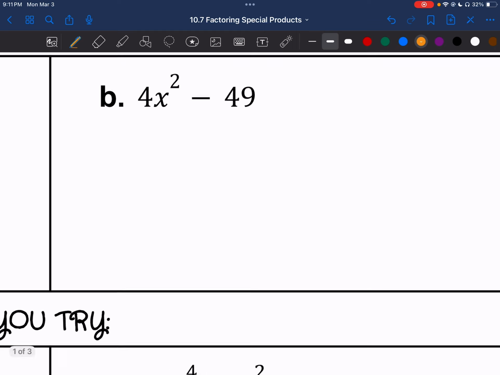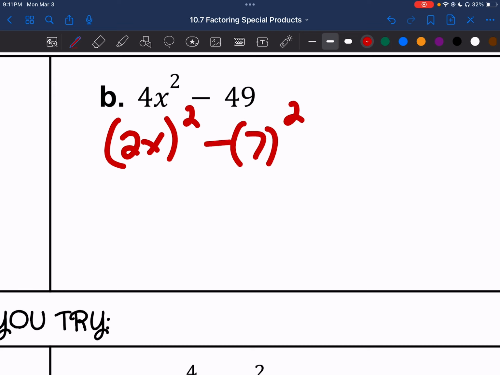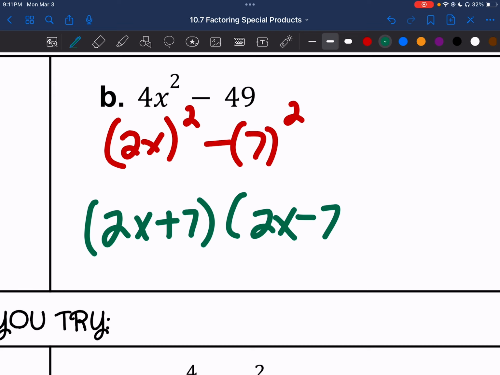All right, letter B. We've got 4x squared minus 49. So 4x squared is 2x, the quantity squared. 49 is 7, the quantity squared. And so now we just rewrite it as 2x plus 7, 2x minus 7. Now, does it matter which one goes first? No, it doesn't. I have a tendency to write the positive one first and the negative one second. There's no right answer to it. If you wrote 2x minus 7 times 2x plus 7, that is appropriately written as well.